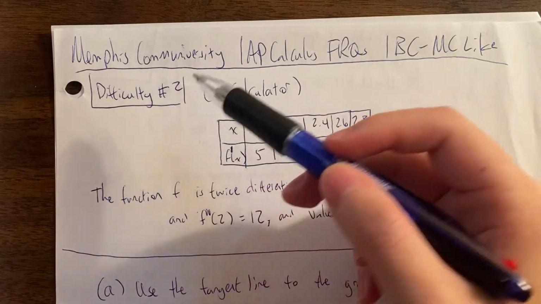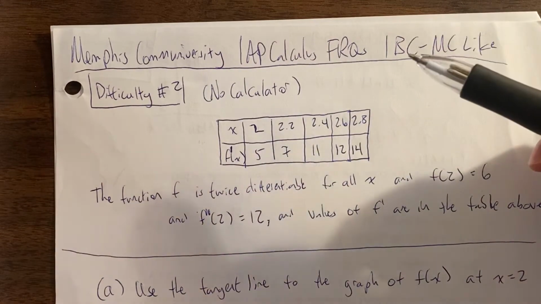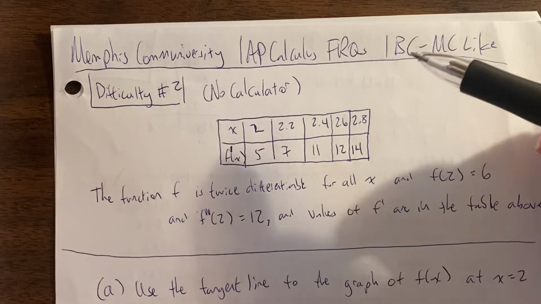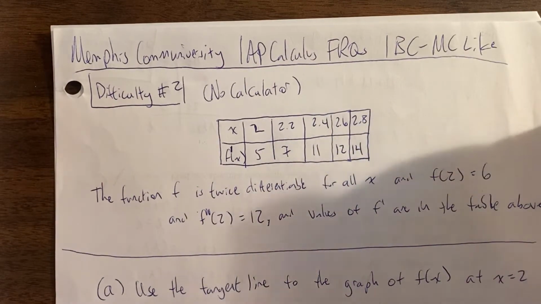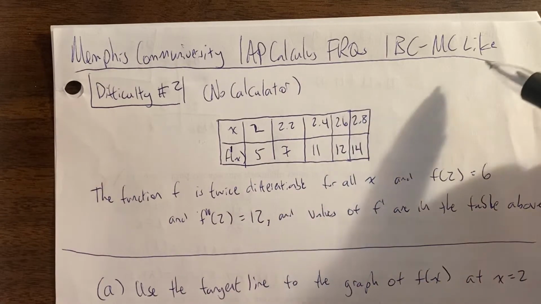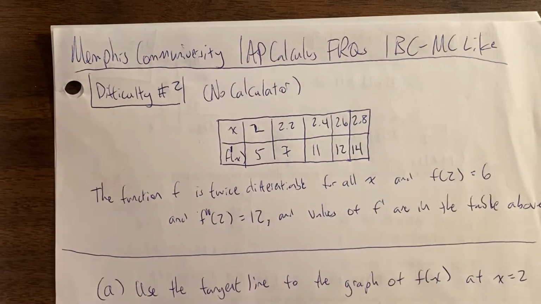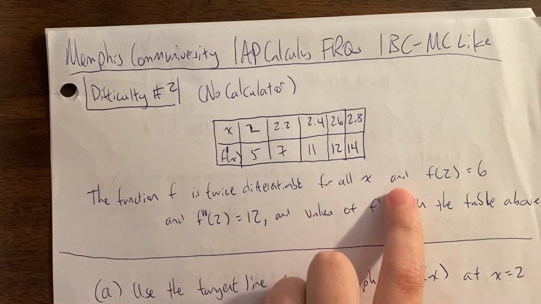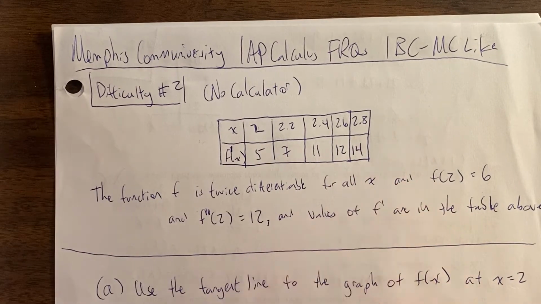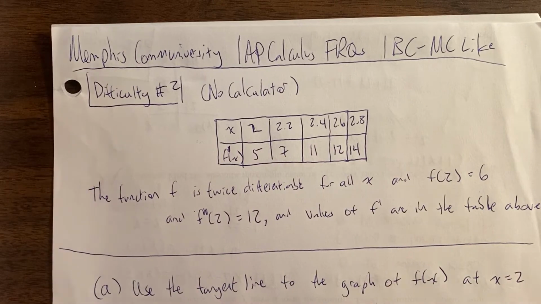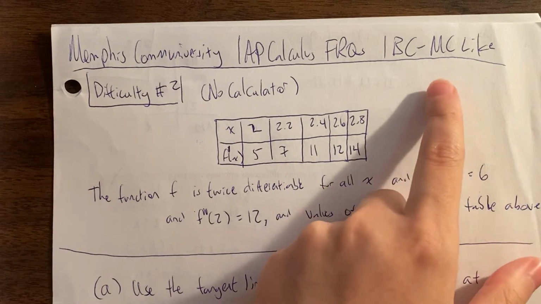Today we are doing some AP Calculus free response questions. And we are doing the topic BC multiple choice like, which actually isn't a topic, but there are always AP exam questions that can't be categorized into the other topics like Taylor series or parametric or rate in, rate out, something like that. So we do have to sort it. These are the miscellaneous questions.